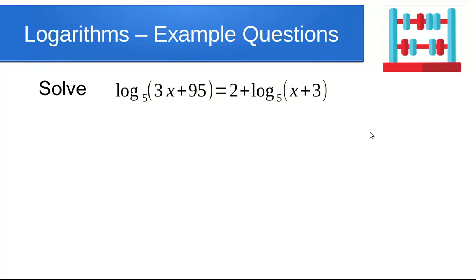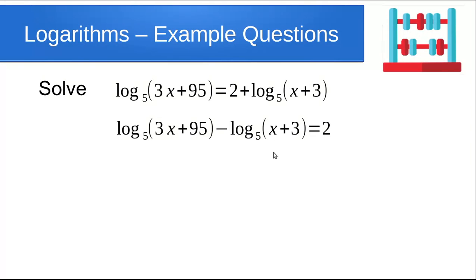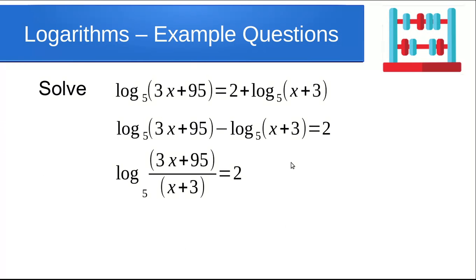So the first thing I'm going to do is put the log base 5 of (x plus 3) on the left hand side. The next thing I'm going to do is use another log law. Log a minus log b is simply log of a over b. So I can write this instead as log base 5 of (3x plus 95) over (x plus 3) equals 2.